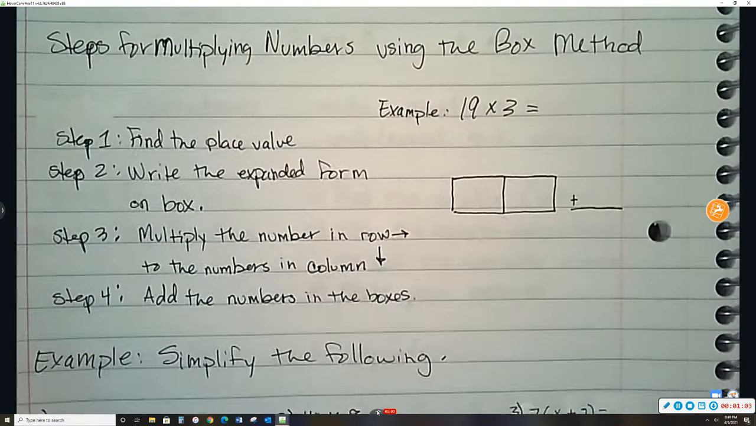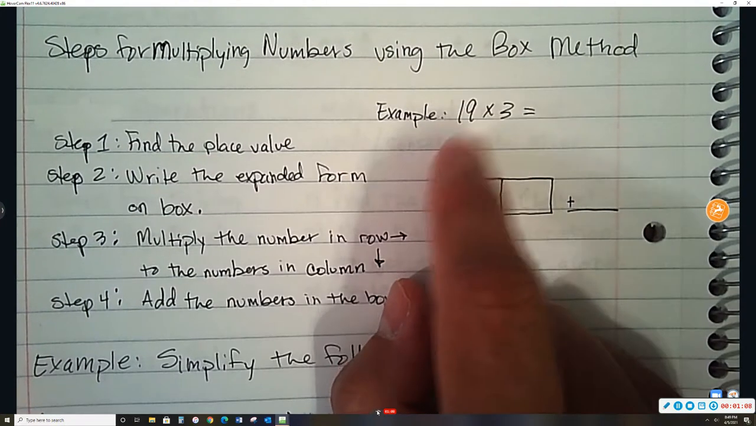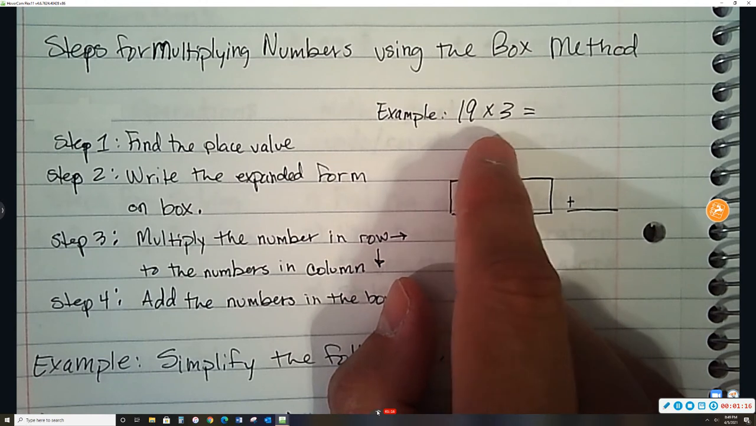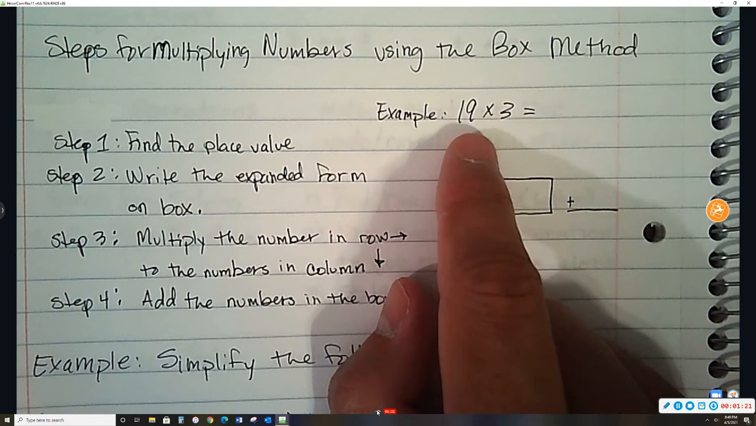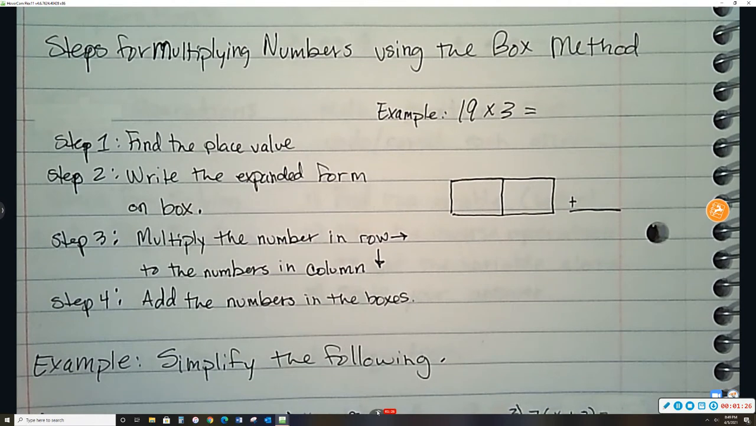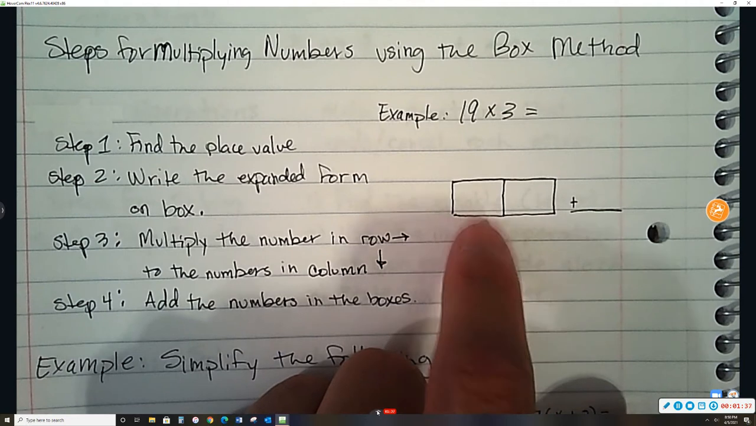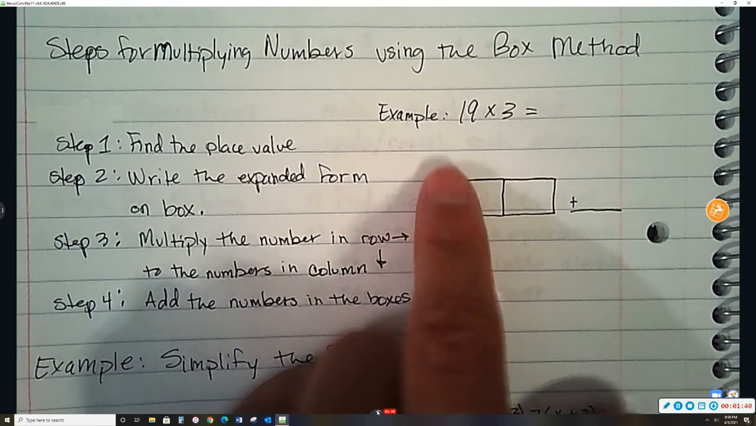So if you look, here are the steps for multiplying numbers using the box method. Whenever we have big numbers to multiply, like 87 times 9, 57 times 6, those numbers are big, and some of you guys can multiply those in your head. I cannot. Here, I'm going to show you a simpler method of multiplying these. I know we learned something called long multiplication a long time ago. This is just a different form of multiplying numbers.